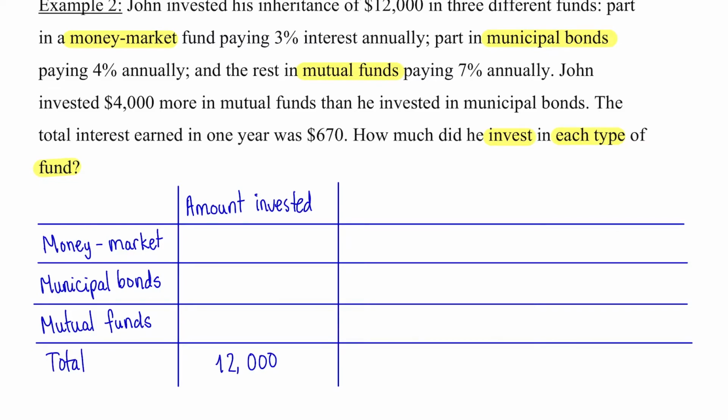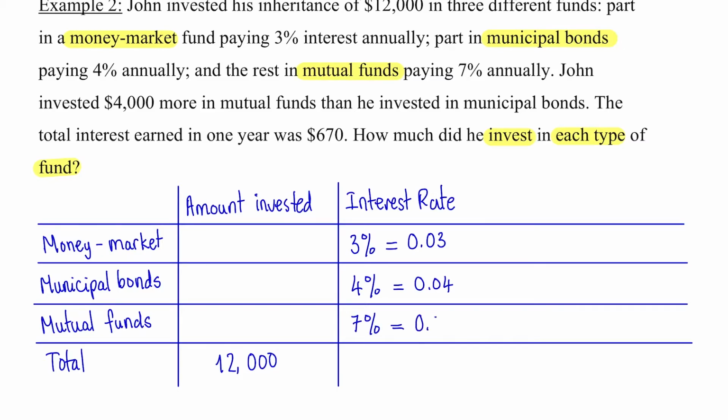The next information that I want to organize in this table is the interest rate. The interest rate for money market is 3%. And I want to convert that into decimal. I'll take 3 divided by 100. I get 0.03. The interest rate for the bond is 4%, which is equivalent to 0.04. And the interest rate for the mutual fund is 7%, which is equivalent to 0.07.